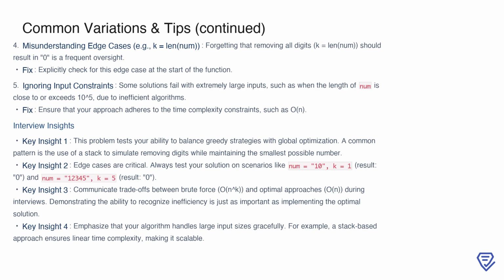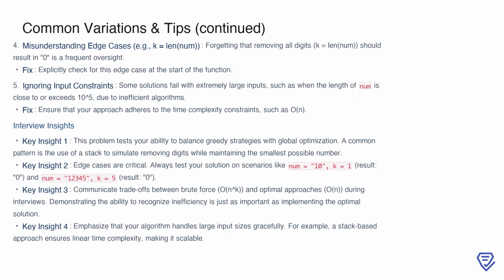Another issue is ignoring input constraints. For example, with extremely large inputs where the length of number approaches 10 to the power of 5, inefficient algorithms can fail. To avoid this, ensure your approach adheres to the required time complexity, such as O(n).